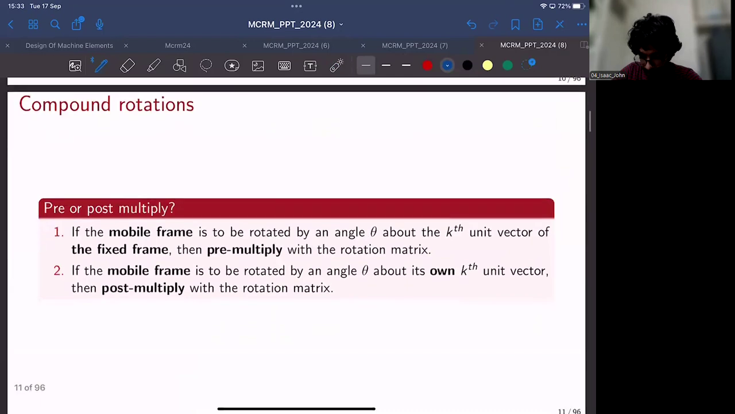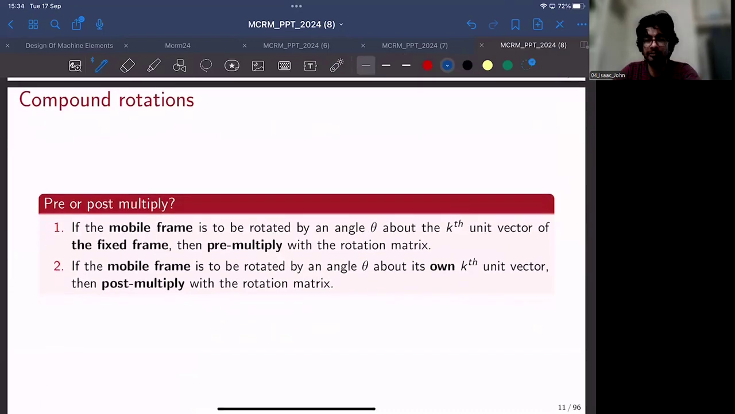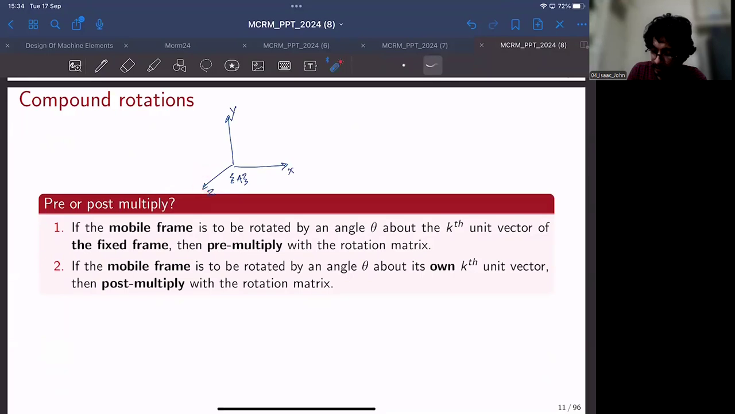Then what do we have? Then we have a case of something we call compound rotations. For example, if you successively rotate about various axes, say you have an axis like this, A, with z-axis like this, x-axis like this, y-axis like this. What will happen if you rotate in a counterclockwise direction with respect to the z-axis?